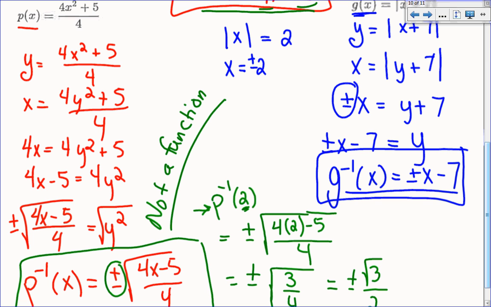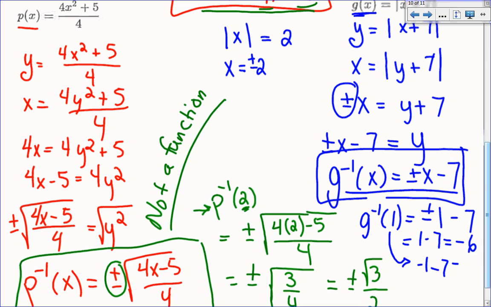Same thing here with g inverse of x. Again, we're dealing with a plus or minus. So if we put in, for example, 0 for x, if we find g inverse of 0, 0 is the only one that doesn't give us 2. Okay, if we try 1, plus or minus 1, minus 7. So we have to look at two options. We'll look at positive 1 minus 7, which gives us -6. We'll also look at negative 1 minus 7, which gives us -8. And those are two different solutions for exactly one x value, which means this is not a function.